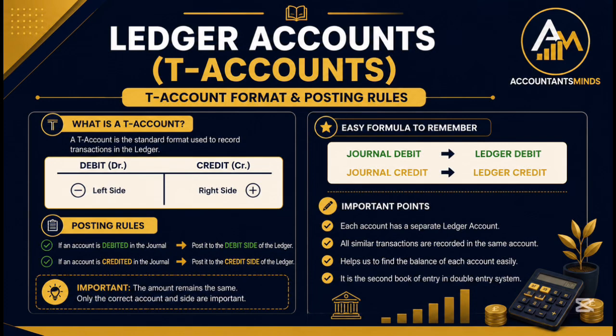Posting from the journal to the ledger is actually very easy. If an account is debited in the journal, it will also be posted on the debit side of its ledger account. If an account is credited in the journal, it will also be posted on the credit side of its ledger account. Notice that the amount does not change when posting. Only make sure that you use the correct account and post it on the correct side.